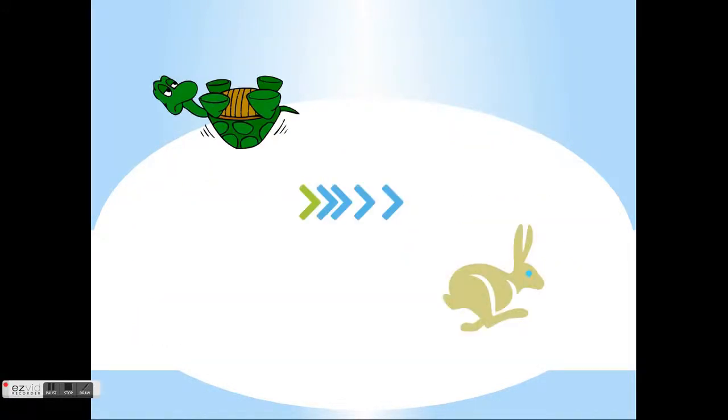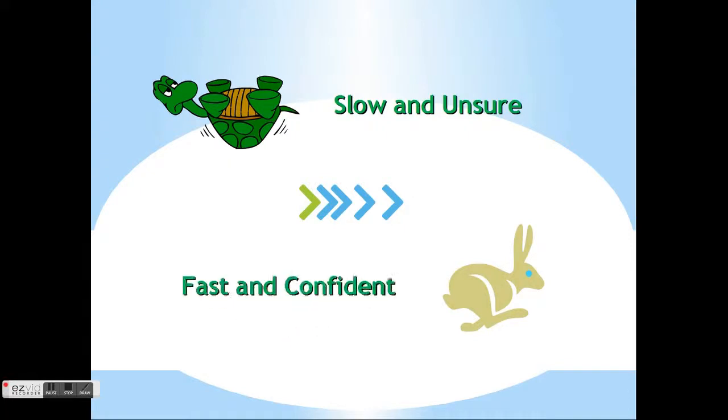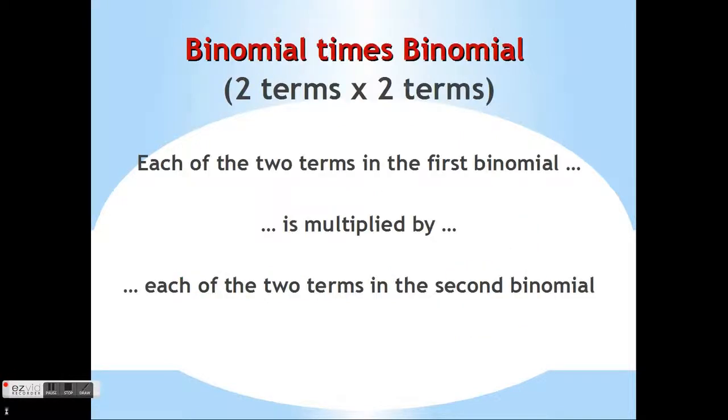Multiplying binomials is one of those skills that can start out slow, but with some practice become fast and easy. This lesson is here to help you move from slow and unsure to fast and confident. Generally, binomial multiplication means each of the two terms in the first binomial is to be multiplied by each of the two terms in the second binomial.